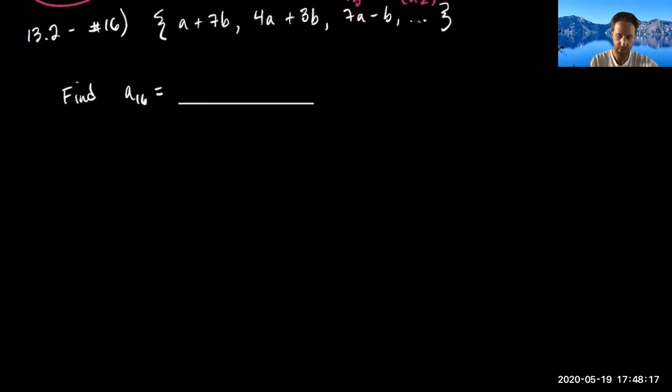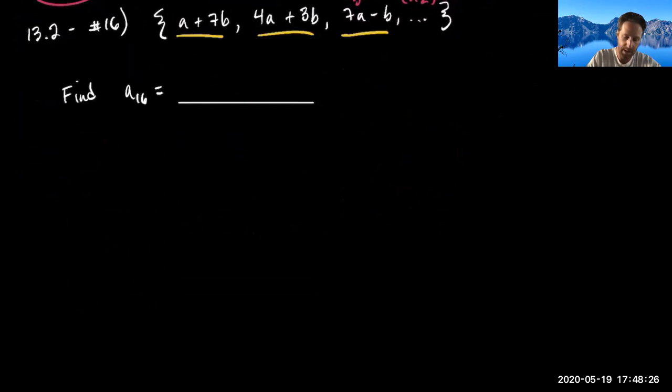All right. So the next one on 3.2 gets a little bit abstract for us. They want you to take this term, that term, that term, and any of the next, and see how you get from one to the next so that we can then use that formula to find the 16th term.